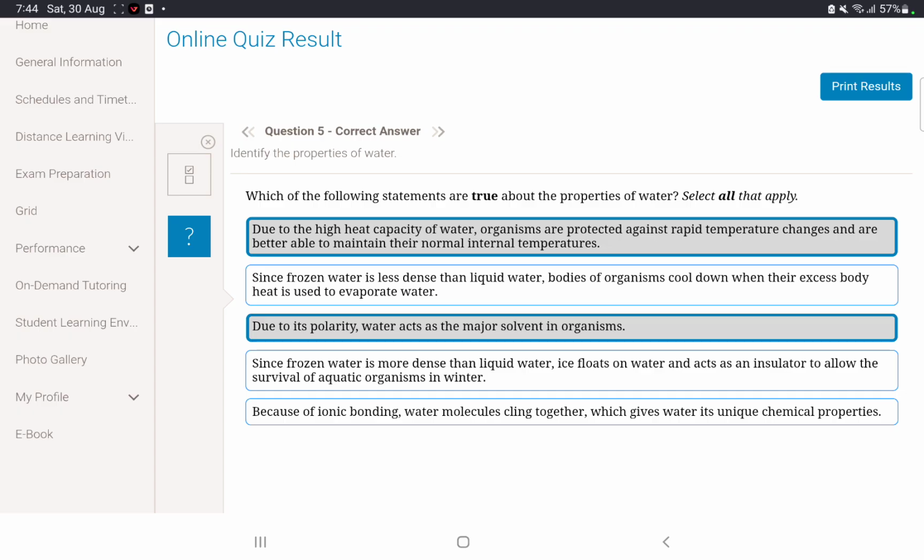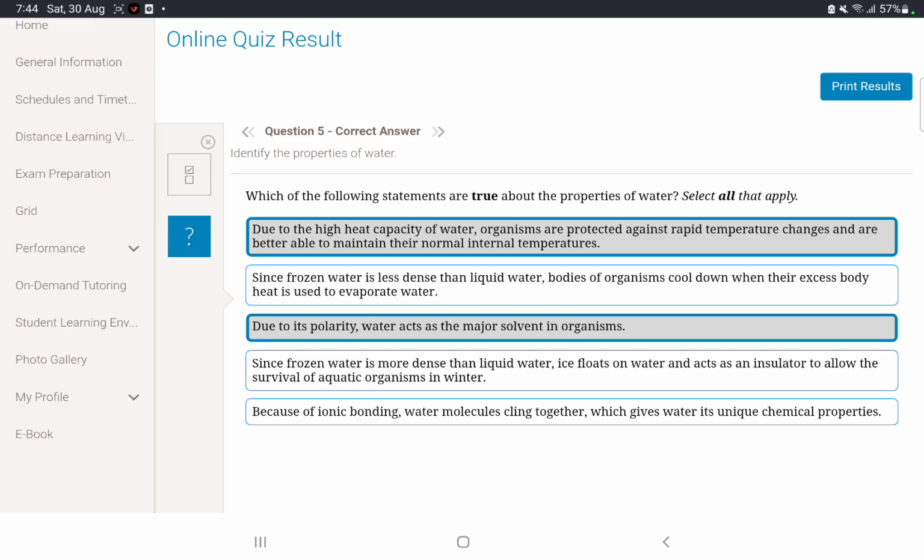Since frozen water is less dense than liquid water, bodies of organisms cool down when the excess body heat is used to evaporate water. No, that is heat of vaporization. Excess body heat is released, cooling down. That is heat of vaporization. Remember, sweating, evaporation, you cool down.